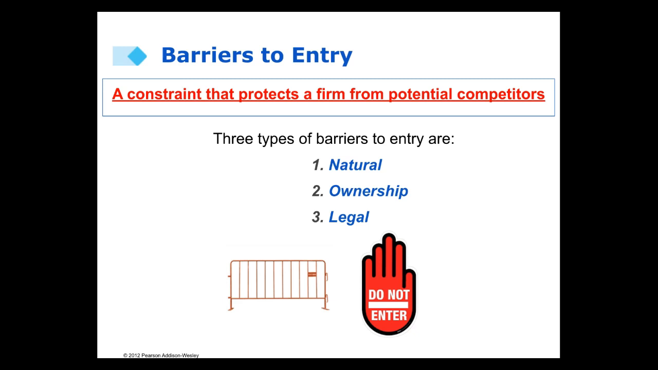There are three types of barriers to entry that can exist. A barrier to entry is a constraint that protects a firm from potential competitors. The three types of barriers to entry can be categorized as either a natural barrier to entry, an ownership barrier to entry, or a legal barrier to entry.